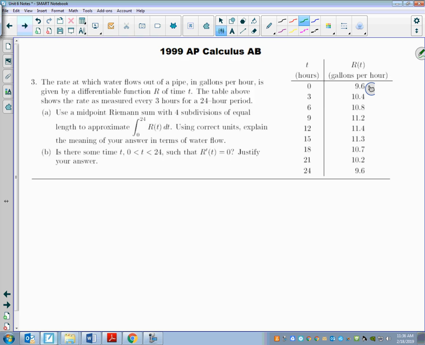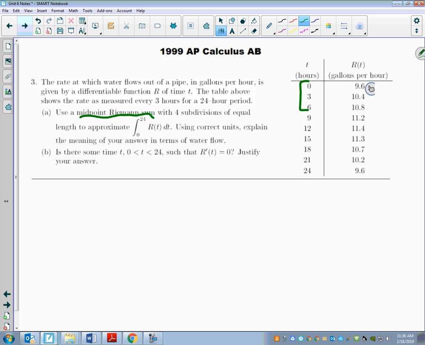And then the last one here, again, another table, and it's just part A and B here, but it says the rate at which water flows out of a pipe in gallons per hour is given by a differentiable function r of t. Use a midpoint Riemann sum with 4 subdivisions of equal length to approximate 0 to 24, and using correct units, explain what's happening. So again, going backwards, if this represents the gallons per hour, right away I can tell you going backwards it's going to be gallons. And midpoint with 4 subintervals.